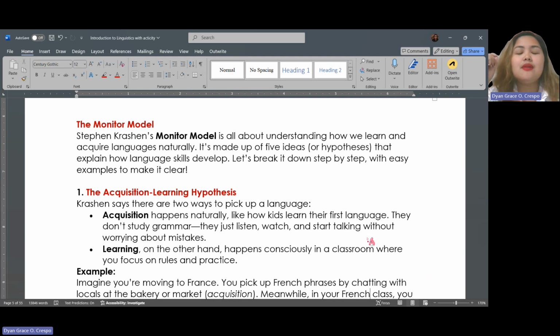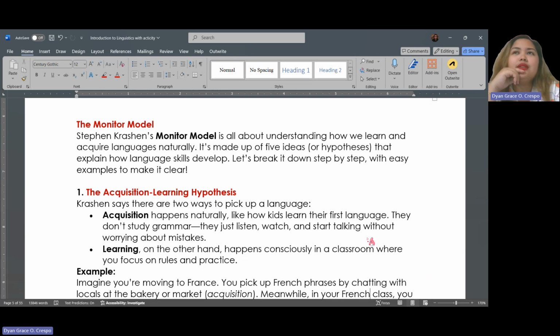When we say language acquisition, we mean naturally how the kids learn the first language. Maybe they heard it from their parents, the things that they have watched, and then start talking without worrying about mistakes. They don't care about it because they don't understand mistakes by that time.